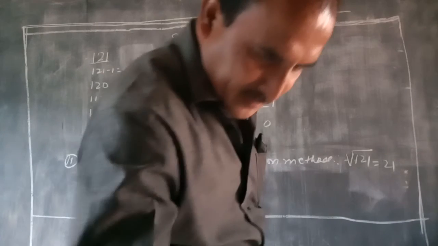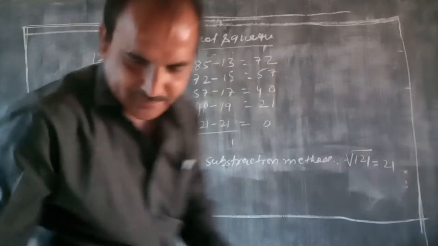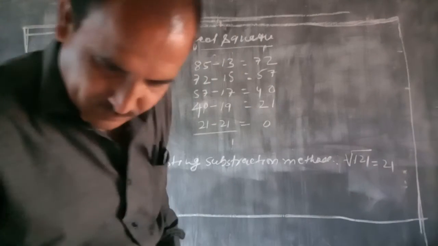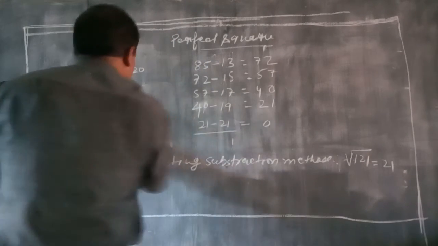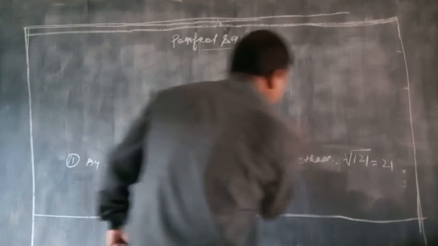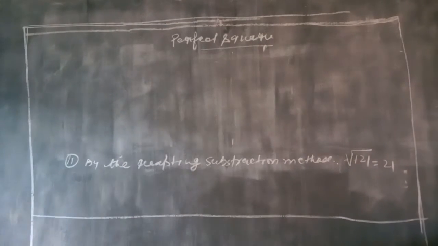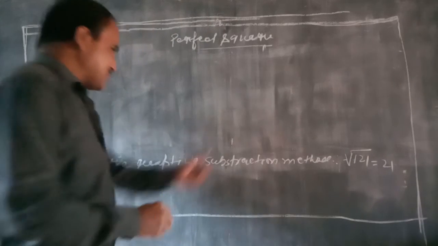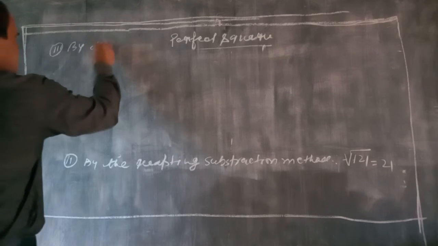By the division method, you have to find the square root. I think no one is going to take any type of problem in this method. The two methods that I taught you were the factorization method and the repeating subtraction method. The next method is the division method.